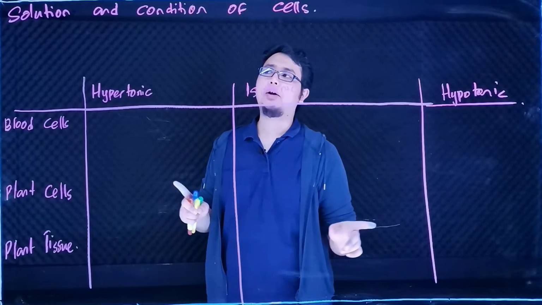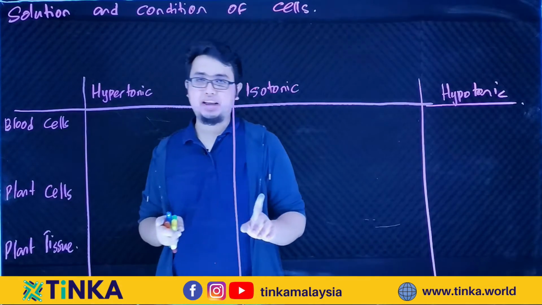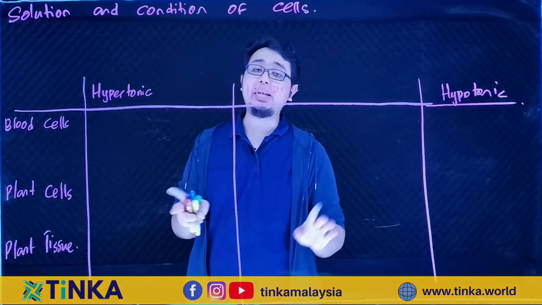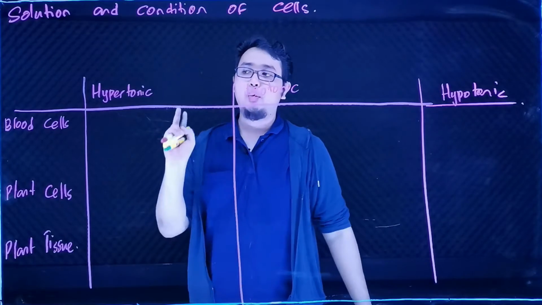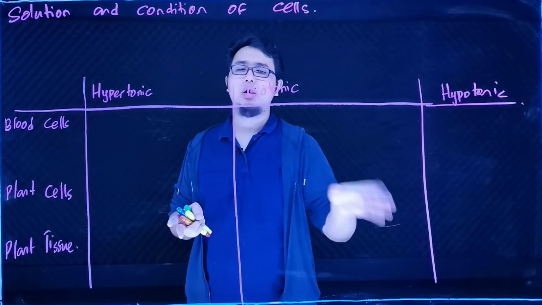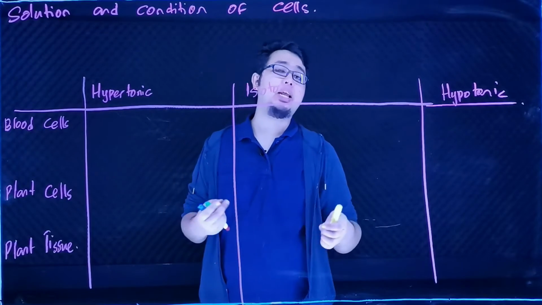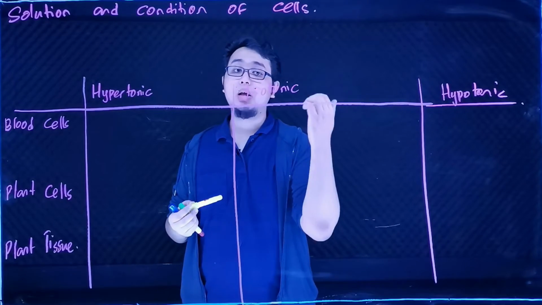Right, now we're going to talk about the different concentrations of solution and how they affect the cells. We're going to have three different types of concentration: the hypotonic solution, the isotonic solution, and the hypertonic solution. I'm pretty sure you have heard of the term isotonic before, mostly in isotonic drinks.